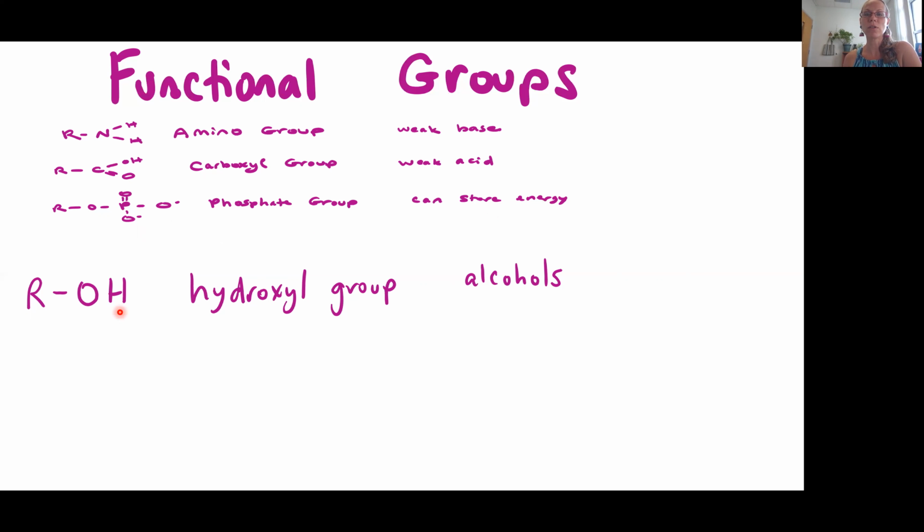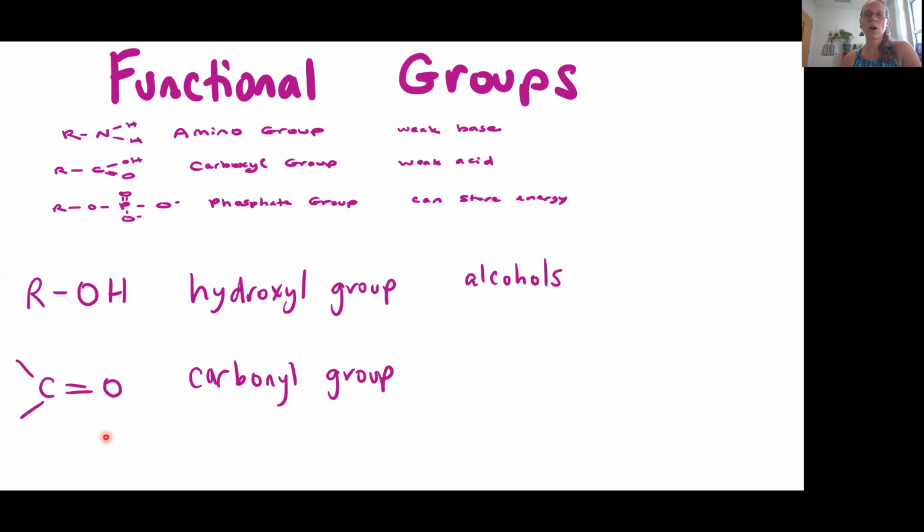Here then is that hydroxyl group that we've mentioned previously. We saw this in our discussion of dehydration synthesis and hydrolysis reactions. We saw it also as an important component to the carboxyl group. The hydroxyl group is the OH, and we'll see them in alcohols.